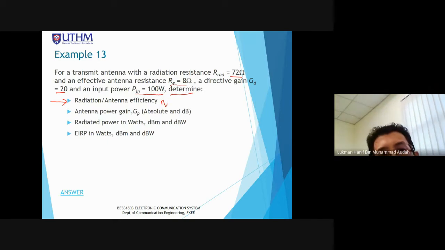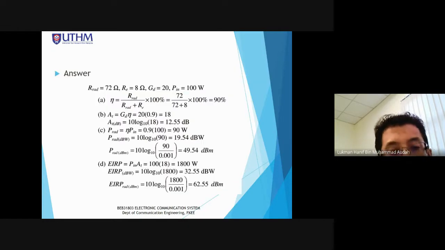based on the values of resistance, based on the value of R radiation and also R effective. So radiation efficiency or antenna efficiency is equal to R radiation divided by R radiation plus R effective, multiplied with 100%. So we get 72 over 72 plus 8, multiplied with 100%. So we get 90%. Okay. And then what?